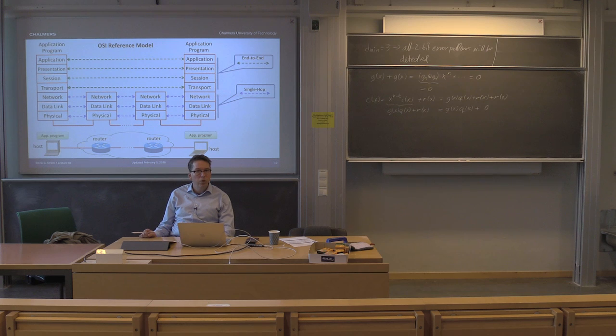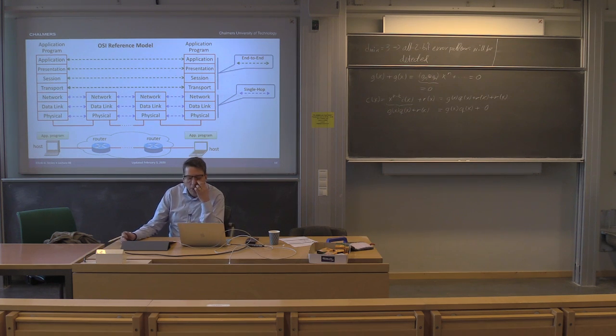We talked about this a couple of weeks ago. We have hosts, we have routers, and then we have the network, and then we have another host. In the host, we have a number of protocol layers. In the routers, we have a fewer number of layers. Some of these protocols are end-to-end, the ones on the top here, and some of them are hop-by-hop, and these are called single-hop here.